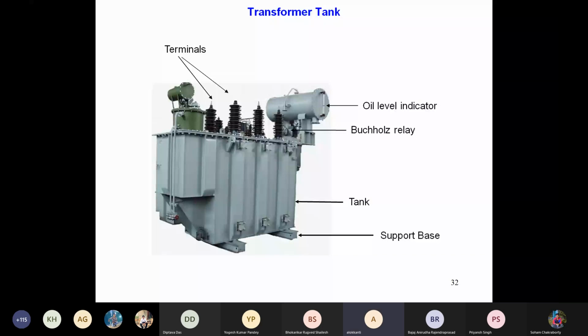So I'm stopping today. That is more about the transformer construction and why the transformer is required, which we have discussed today. From the next day, we will do the actual working principle of the transformer along with the numericals and whatever else is possible, topics related to the transformers.